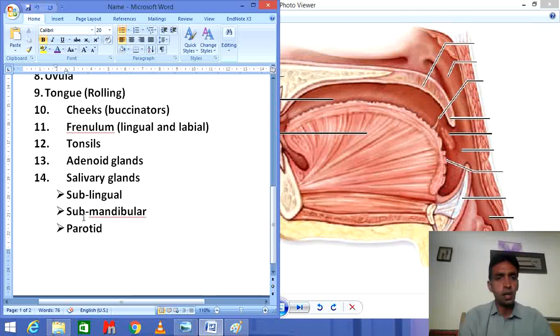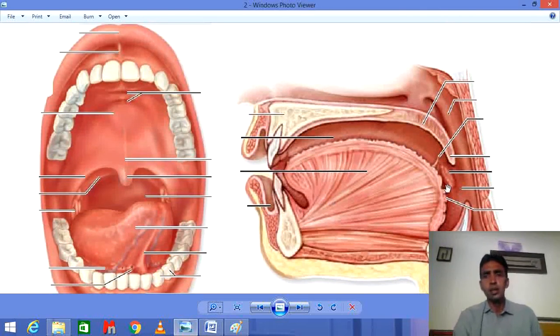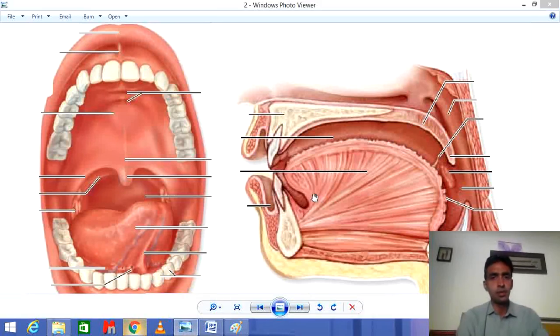All of these salivary glands are two in number. Two sublingual, two submandibular, and two parotid. That means all of these glands are in pairs. But the largest gland out of these three types is the parotid gland. Where is the parotid gland present? We will focus on this diagram. For example, I will show you this gland on the whip.